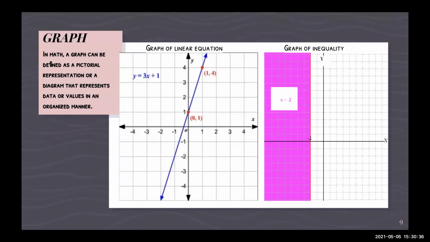Graph. In math, a graph can be defined as a pictorial representation or a diagram that represents data or values in an organized manner. The purpose of a graph is to present data that are too numerous or complicated to be described adequately in the text and in less space. This picture on the left is an example of the graph of a linear equation, and the picture on the right is an example of inequality. Thank you.